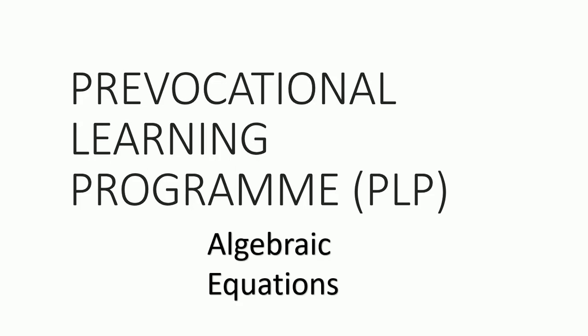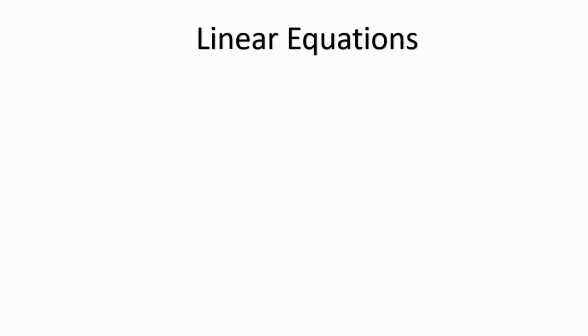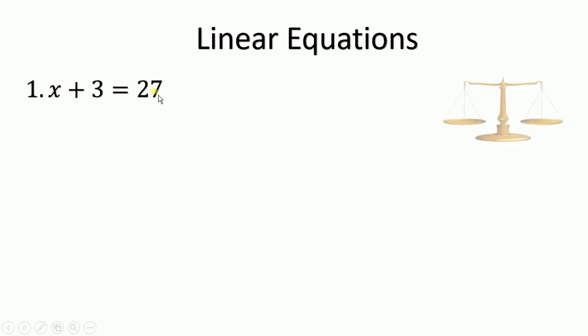The PLP program. Today we're looking at algebraic equations. In an equation such as a linear equation, we have x + 3 = 27. Linear meaning there is no exponent higher than 1 over here. Now an equation is like a scale.